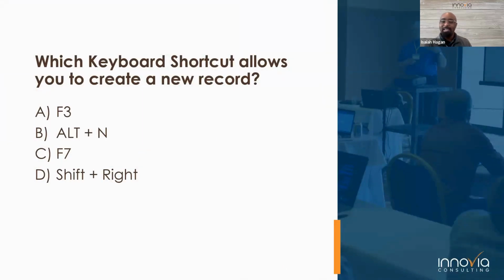That is correct. Alt N. So F3 opens Find Me, so it's going to open the search on that given page. Alt N creates a new record. F7 will open and close the statistic box, and Shift right opens the value of the cell with 3 dots in it.